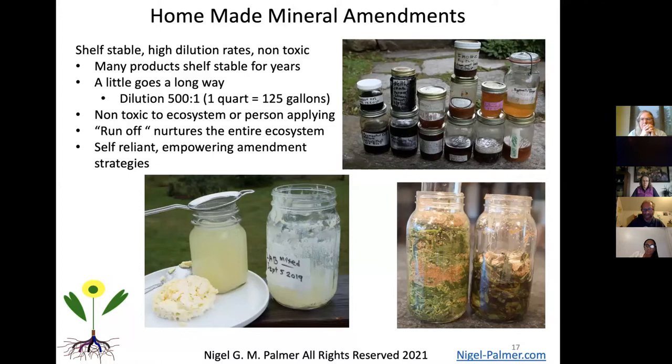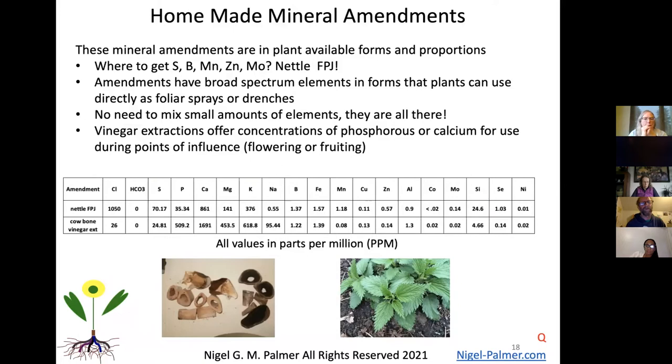So this is the most important slide in this whole idea of mineral amendments. I started off by talking about all these minerals that were needed in small proportions, and how do I possibly get them into the scales of parts per million that I need to put onto my garden. So what I've done here is I've shown you some of the analysis that I've done on a stinging nettle fermentation, fermented plant juice at the top row, and the vinegar extracted eggshell and bones in the lower row. At the top, these are all the minerals that are being evaluated: chlorine, sulfur, phosphorus, calcium, magnesium, potassium, sodium, boron, iron, manganese, copper, zinc, aluminum, cobalt, molybdenum, silicon, selenium, and nickel. And you can see that all of these things are accounted for in these products that I made in my kitchen.